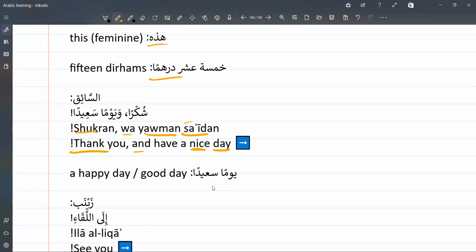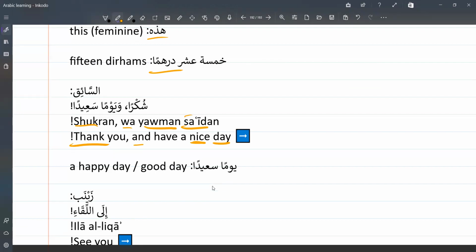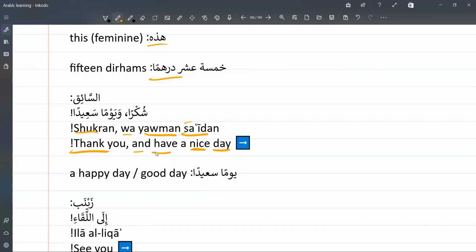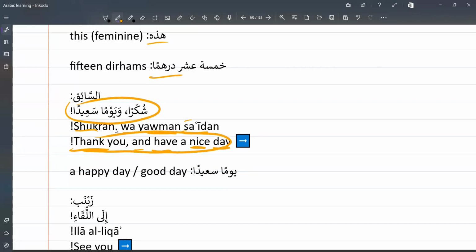So learn this phrase also, wa yawman sa'idan. Whenever you part from someone or a conversation, you can say to him shukran wa yawman sa'idan, have a nice day, right? The meaning of "have" in the sentence is hidden. Obviously, they have not used the Arabic word for have, but we know that it is hidden in the sentence. So just saying shukran wa yawman sa'idan is enough to convey the meaning of this whole sentence.